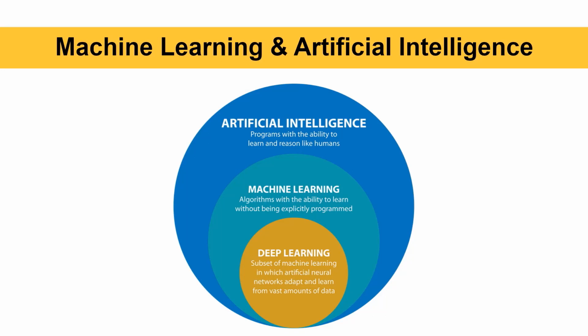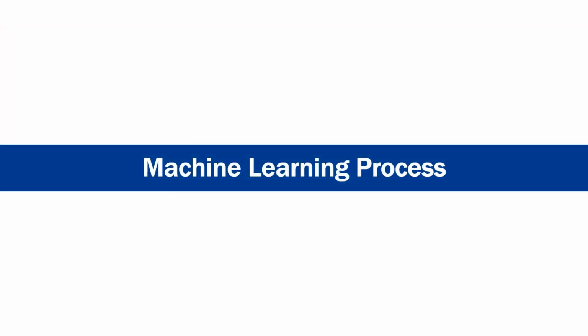Machine learning process needs instruction in the form of a program. However, it does not need to be explicitly programmed. Deep learning can be seen as a further subset of machine learning, which uses artificial neural networks and learns from a vast amount of data. Having seen several details about data science, machine learning, artificial intelligence, and deep learning, let us move deeper and understand briefly the machine learning process.